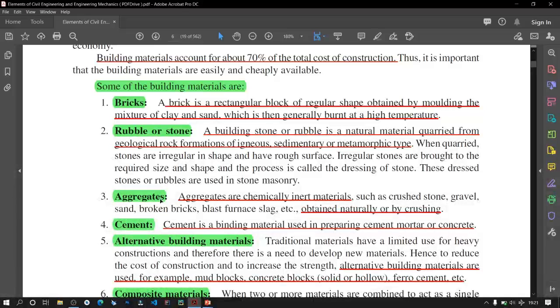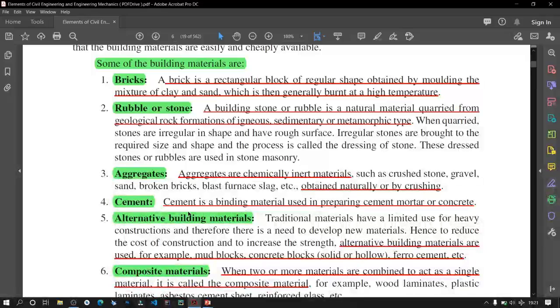If anyone has seen when roads are created, there is a black sticky thing used in it. It's tar, or I don't know what its English name is. So it's an aggregate. Cement, you know what cement is.